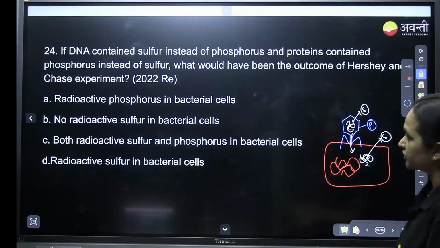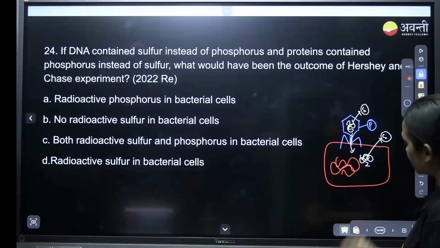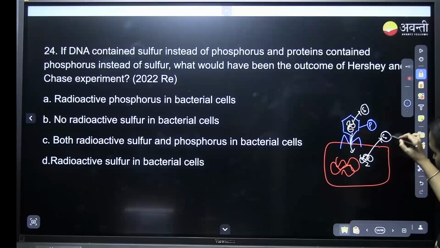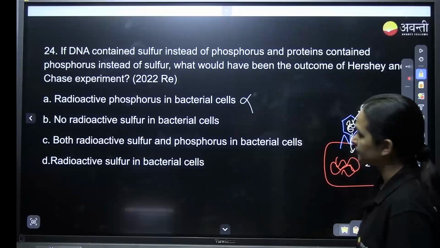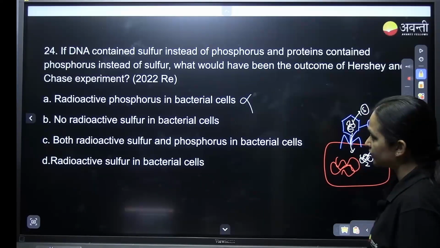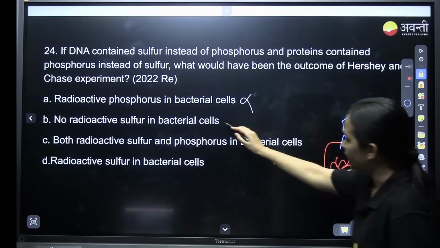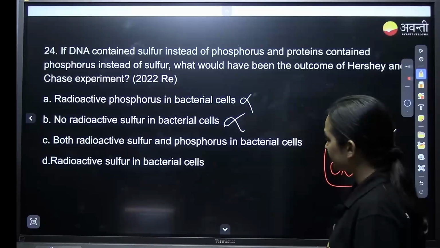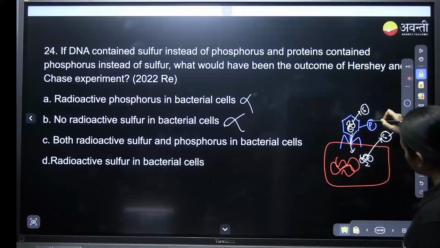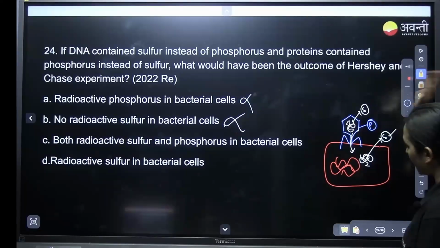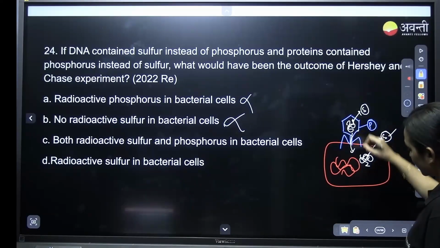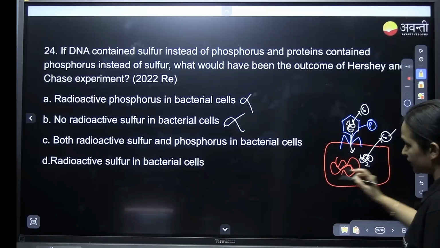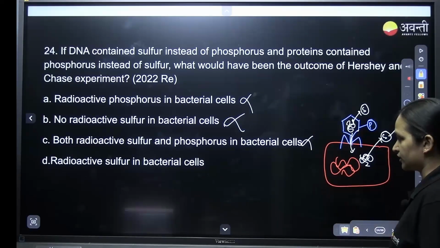Understand? Now the options. Radioactive phosphorus in the bacterial cell? No. Radioactive sulfur has come in. So this is wrong. No radioactive sulfur in the bacterial cell? Sulfur has come, hasn't it? No. Wrong. Both radioactive sulfur and phosphorus in the bacterial cell? No. The outer coat will go out. Only the genetic material will get into the bacterial cell. Both radioactive sulfur? Not possible.